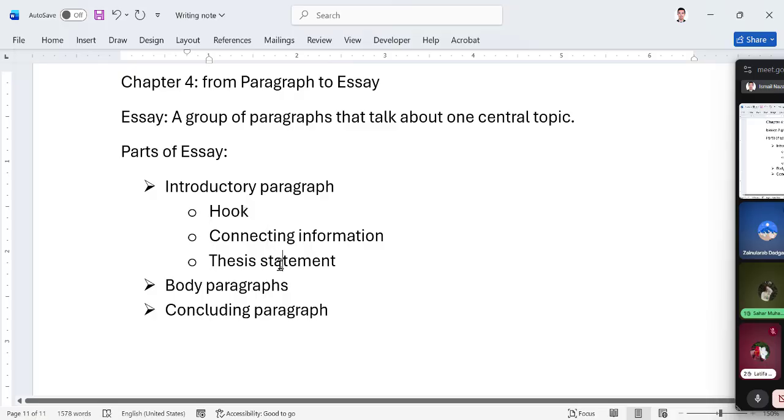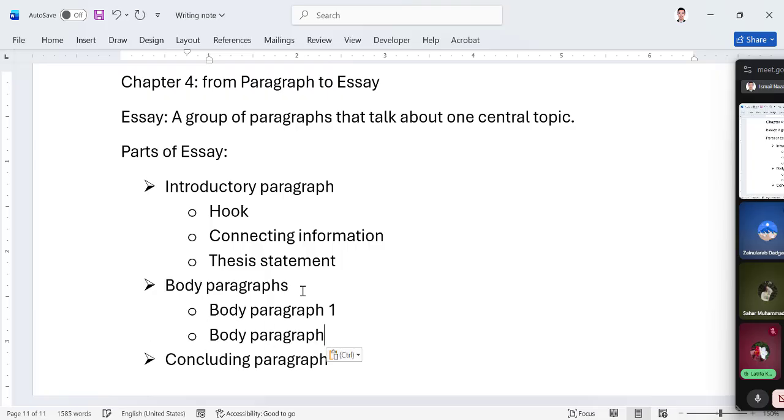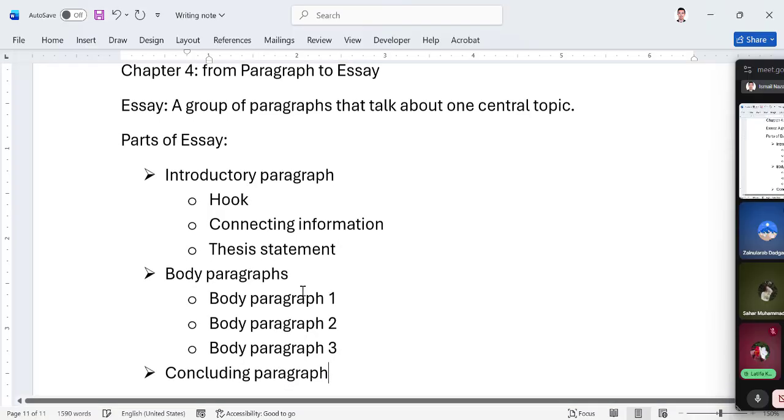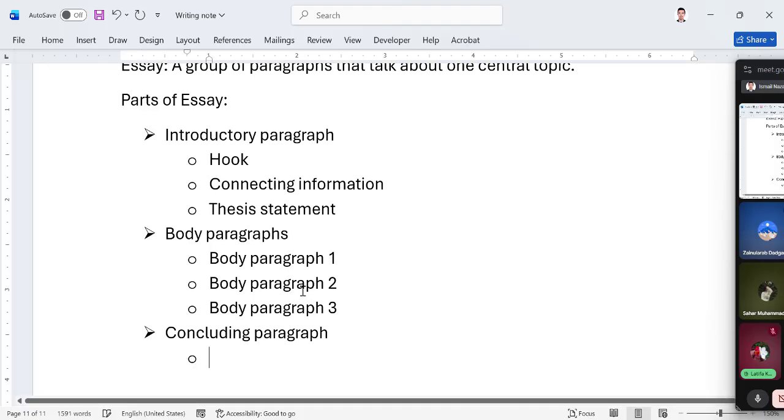Hook, connecting information, thesis statement, and in the second part, we have body paragraphs. For example, we have body paragraph 1, body paragraph 2, as many paragraphs as we have. Each is related to the idea which is developed in our essay. So we may have body paragraph 2, body paragraph 3, body paragraph 4. As the number of paragraphs grows, it means the topic is broad. The last part is the concluding paragraph.